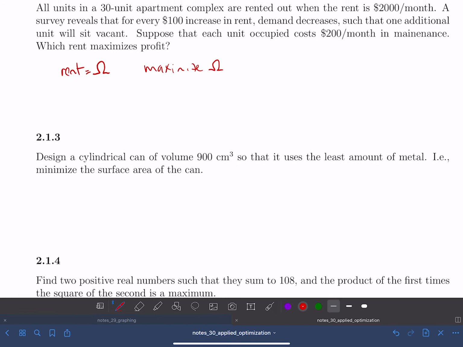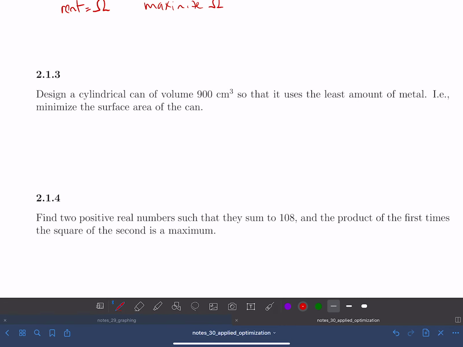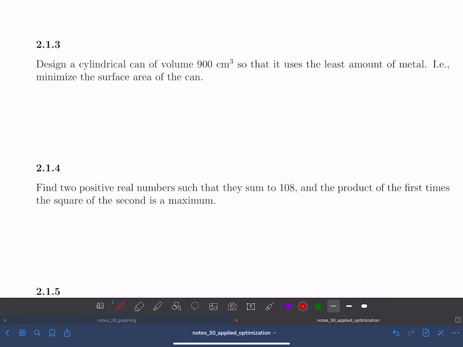Here's the cylindrical can problem. Design a cylindrical can of volume 900 cubic centimeters so that it uses the least amount of metal. That is to say, minimize the surface area of the can. I think that it was well stated, even without this. This was a hint.